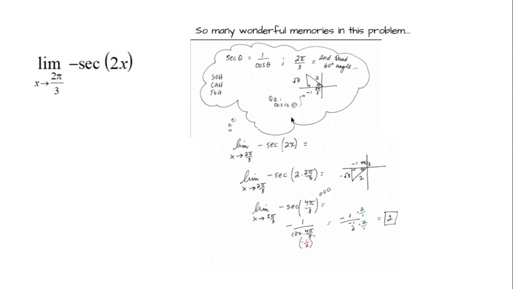So hopefully all of those thoughts mean something to you, and you can come up with those thoughts just as quickly as I did. All right, let's get down to business. Let's find the limit as x approaches 2 pi over 3 of this function. So I plug in 2 pi over 3 for x, direct substitution. That gives me 4 pi over 3.